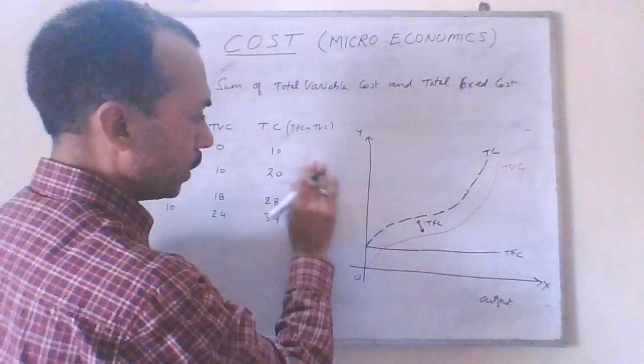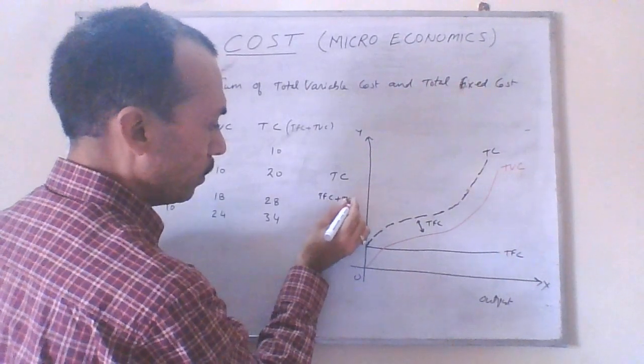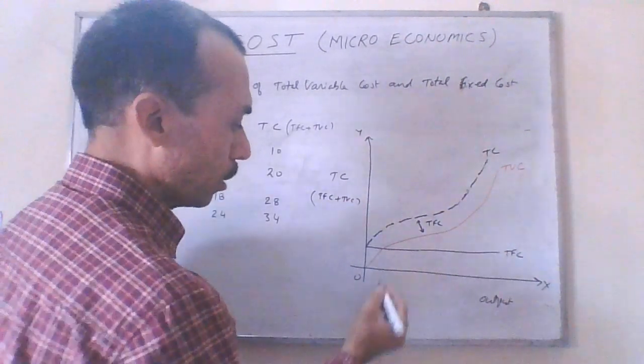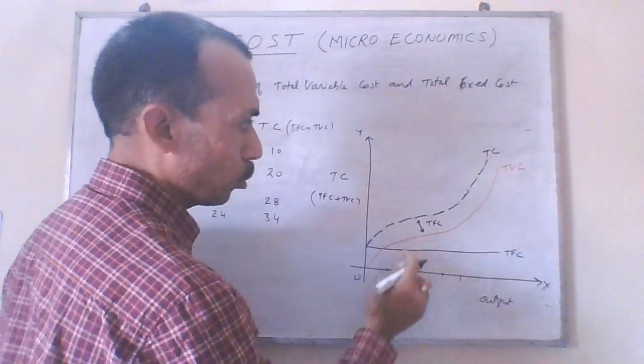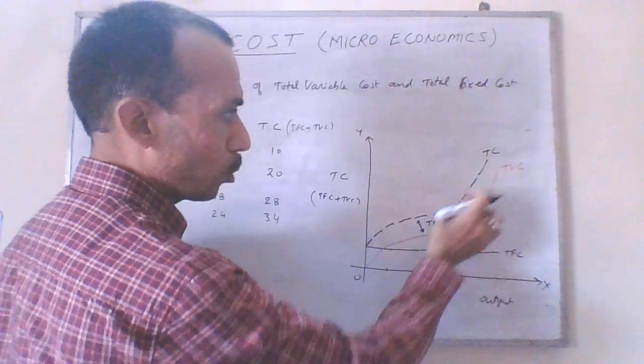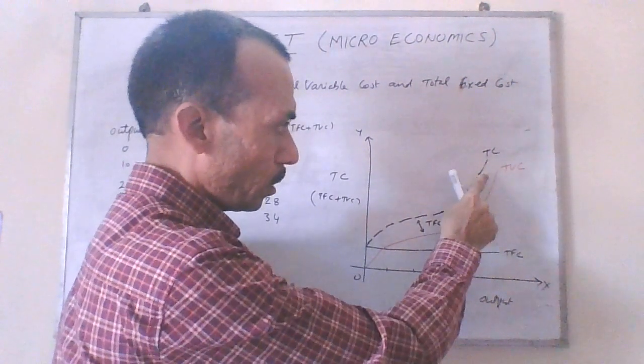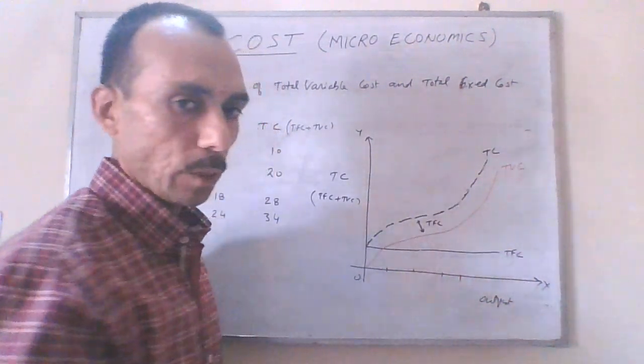Here on the y-axis we take the total cost, that is TFC plus TVC, and on the x-axis we take the output. As the output increases, total variable cost increases, and total fixed cost remains unchanged. As the output increases, total cost also increases. The difference of total cost and total variable cost is equal to total fixed cost.